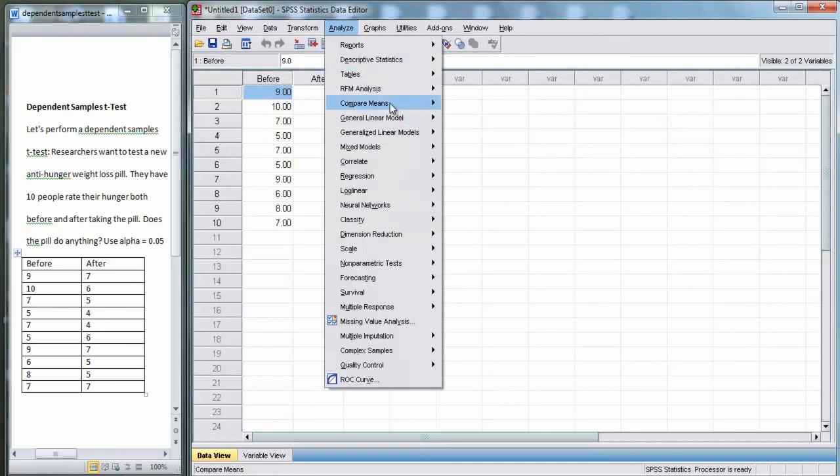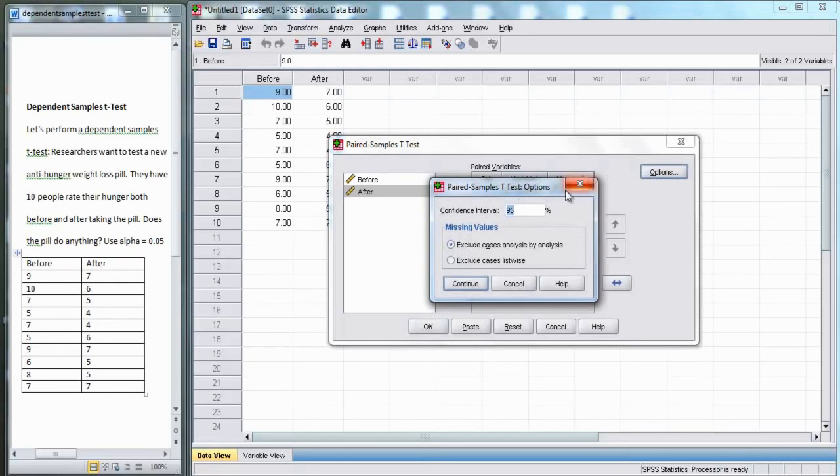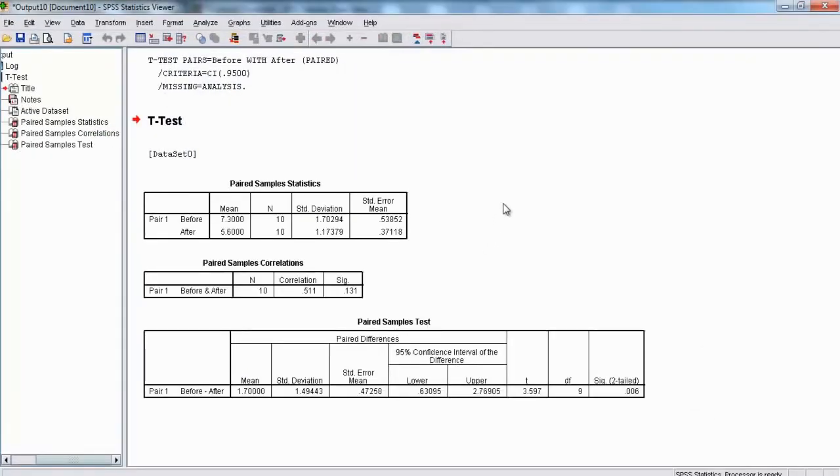Now let's go to Analyze, then Compare Means, and click on Paired Samples t-Test, which is also the same as Dependent Samples t-Test or Matched Samples t-Test. Then we're led to a window like this. Here we click the before and after variables and put them into the paired variables window. Variable 1 is before and variable 2 is after. You can go to options if you want to specify the confidence interval. Right now we just leave it at 95% and we'll click OK, and the output is produced by SPSS.